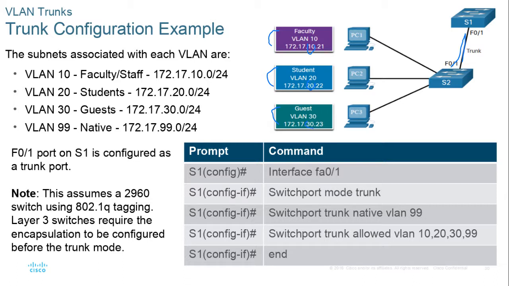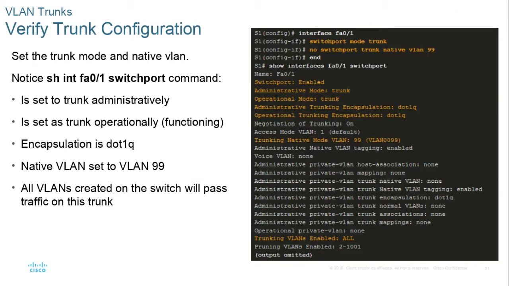So this is assuming we're using a 2960 switch using 802.1Q tagging, which is what we're using in our laboratory. And you pick the 2960 switch in Packet Tracer. Now remember from the last frame, if it was a different switch that had layer 3 functionality in it, we might have to use that encapsulation command, but we won't need to do that either in our Packet Tracer exercises or if you come in and do the real lab.